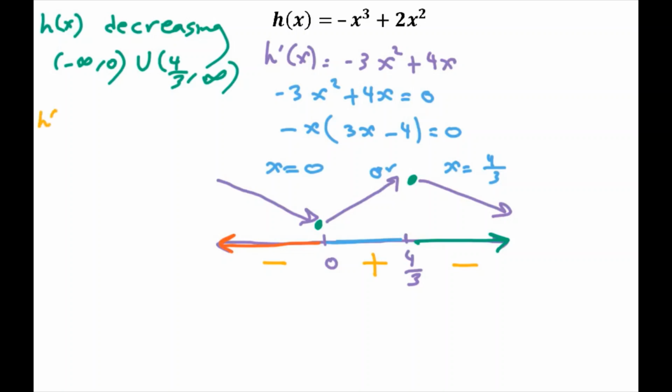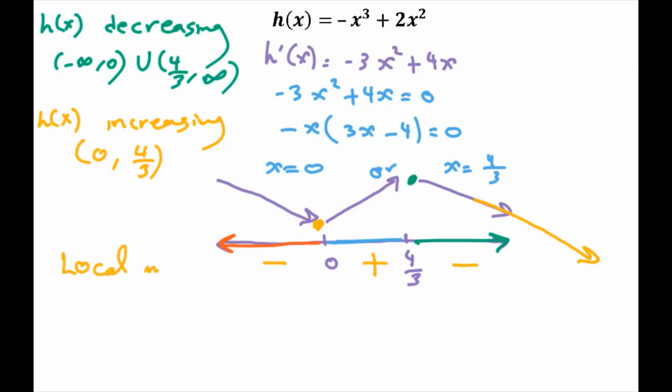And it is increasing over the interval 0, 4 over 3. Now, what about the critical points here? Well, I do have a minima. Now, is it local or absolute? Well, it is local because the function goes down, so there is something lower than this point. So I have local minima, and also the same with the maxima, local maxima.